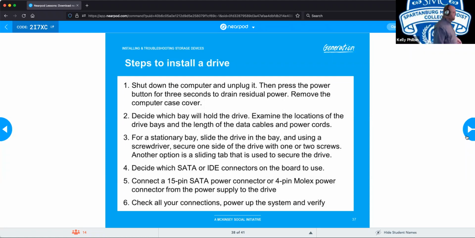Determine which bay you are going to be installing this drive in, and examine the location to make sure that you have the length in the power cords, the room to put it in, all that fun stuff. If you're putting a smaller drive into a desktop, make sure you have that adapter so that you can kick it up from a 2.5 to a 3.5 inch drive, so it will fit securely and not be flopping around inside the tower.